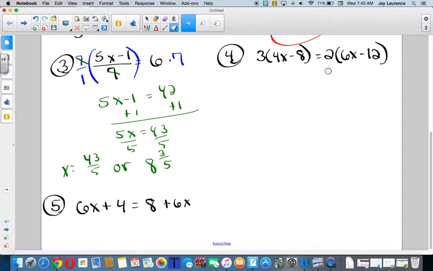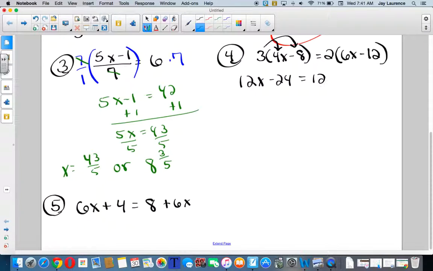But since 3 and 2, their greatest common factor is 1, dividing by 1 will accomplish nothing. So I'm not going to do it. So I'm going to distribute. And when I do, I'm going to get 12x minus 24. And that's going to equal 12x minus 24.